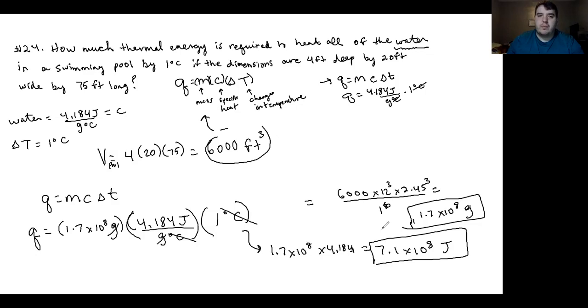1 degree Celsius. So imagine how much energy is used by the sun every day, if you go from night to day, to just heat up a pool of water. This gives you an idea of the amount of energy it takes to do something of this magnitude. All right, that's it for this problem.